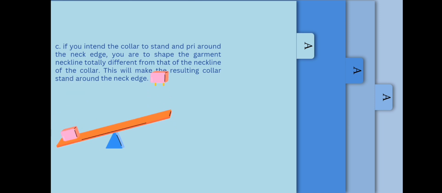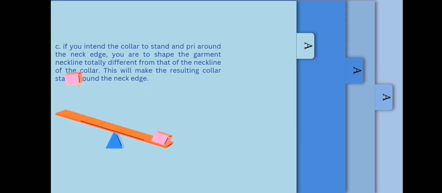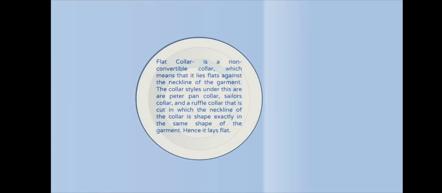So again, what are those principles of collar? First, in a flat collar, the necklines need to be exactly the same. In a roll collar, slightly different and slightly the same. And in a standing collar, totally different. So always remember the categories of the collar.